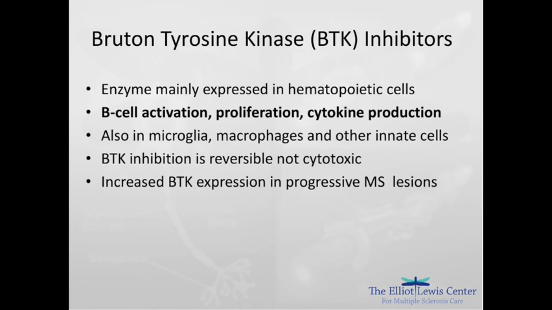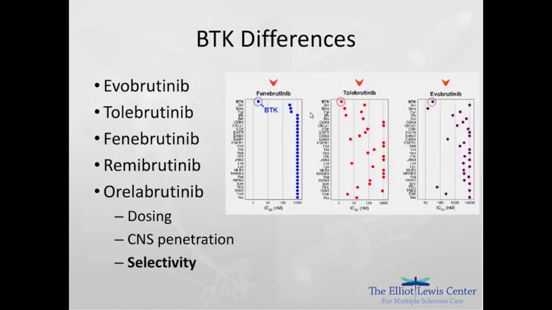So there's a lot of evidence to suggest that BTK inhibitors should be effective for progressive disease, but as of yet, we still don't know exactly how much. And right now there are 5 BTK drugs that are in development: evobrutinib, tolebrutinib, fenebrutinib, remibrutinib, orelabrutinib.